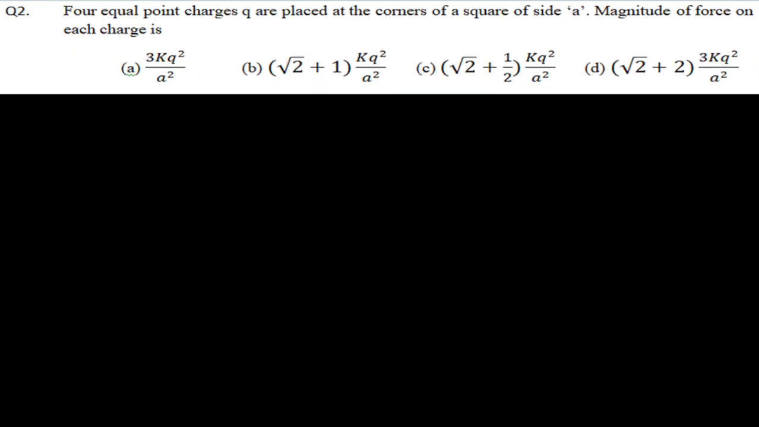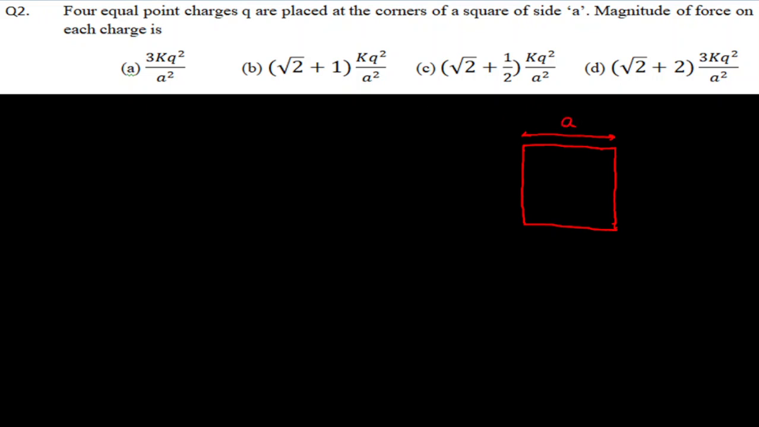Now take a look at the second question. In the second question, it is written that 4 equal point charges Q are placed at the corner of a square of side A. The magnitude of force on each charge is. Okay, so let me draw a square. Let's say this is a square of side A. Each side has a length A.